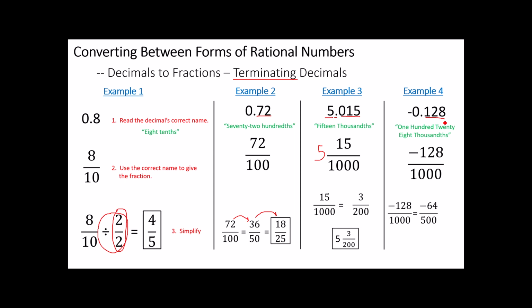If you were to simplify that, again, ignoring the negative, we're just hanging on to it, I could divide the top and bottom by 2 and get negative 64 500ths. Divide by 2 again and get negative 32 250ths. And I can divide it by 2 again and get negative 16 over 125. The point here being that every decimal that terminates can easily be written as a rational number in fraction form. Terminating decimals ought to be very simple for us if we know how to read decimals appropriately.